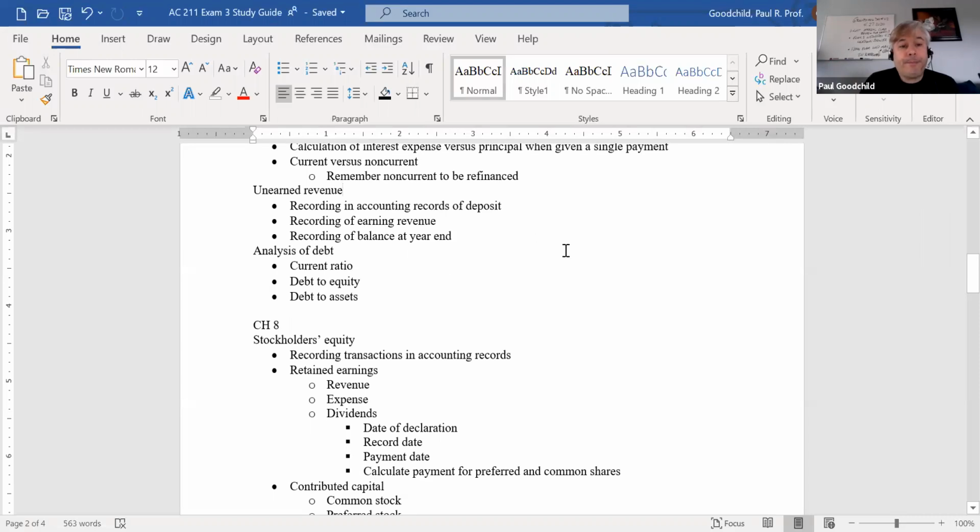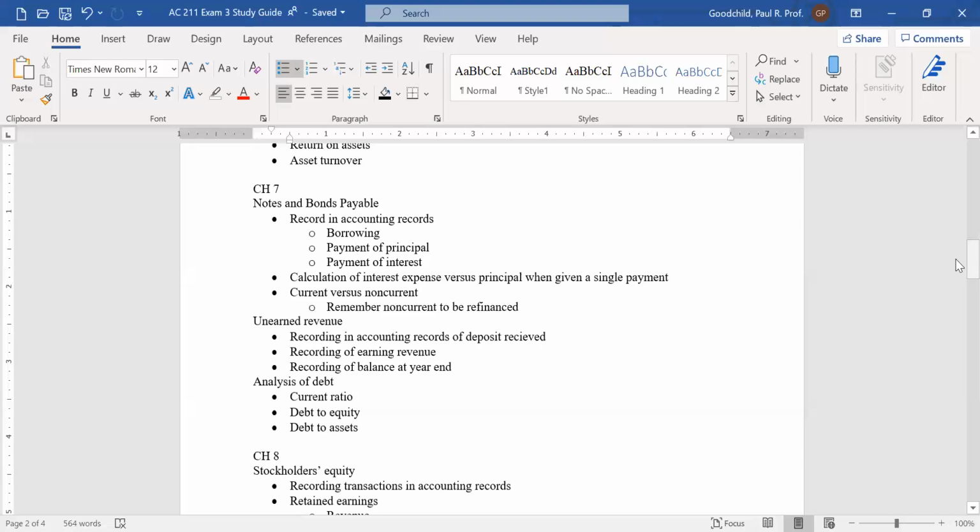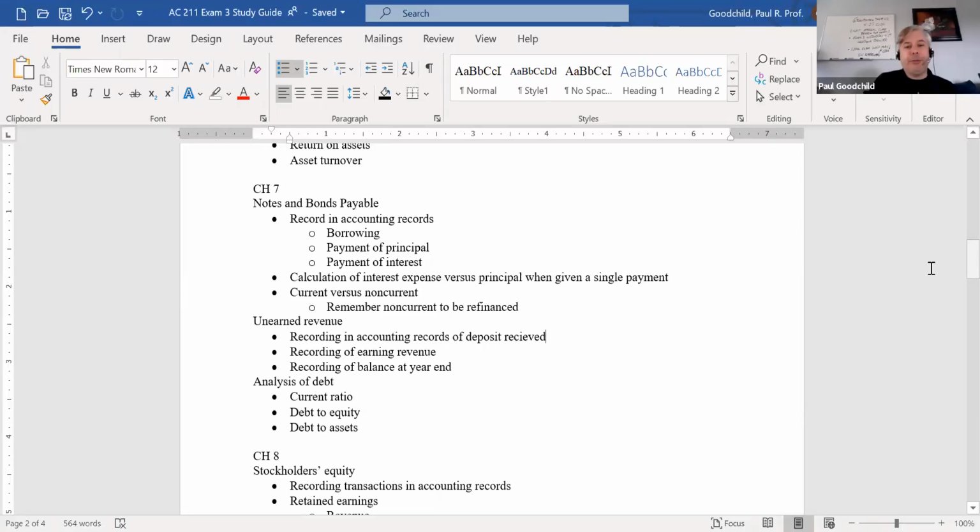Unearned revenue, recording in the accounting records of deposits received. Recording of earning records, so once you earned it, reducing your liability. Recording the balance at year end. And then you have a few analysis of debt, so current ratio, debt to equity, debt to assets. Any questions on chapter 7? Go over a question on unearned revenue. Sure.